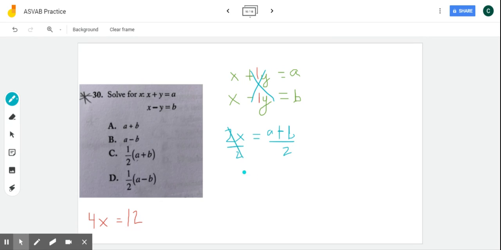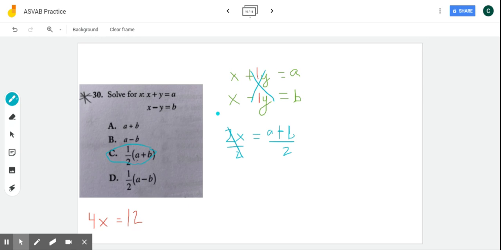2 divided by 2 is 1 and leaves us with x. So x is equal to (a plus b) over 2. Dividing by 2 is the same thing as multiplying by half. So a plus b times a half, or a plus b divided by 2.